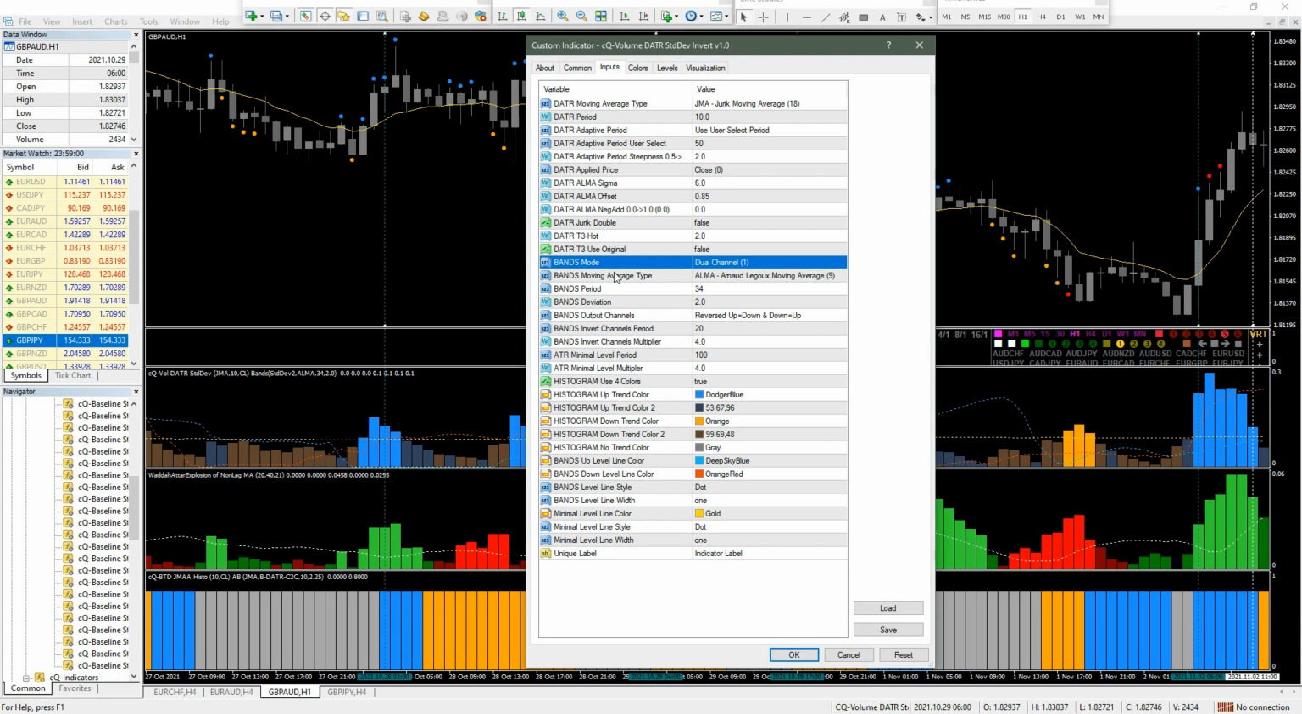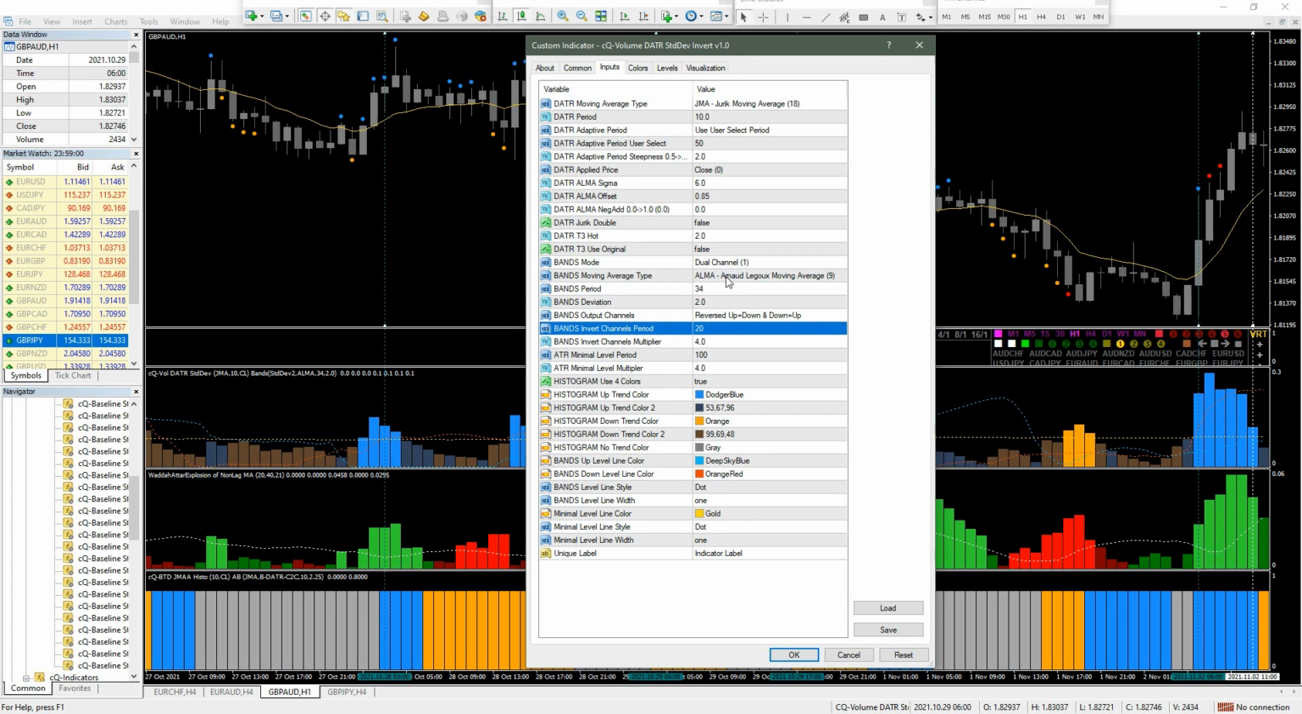Next we have the bands mode. I guess I should mention now, this used to have about 8 different modes in here, and depending on the mode, it would change what these parameters did. And I think it just got too confusing, so that's how come this one is called the cQ-Volume DATR Standard Deviation Inverted. That's what this multiplier does.